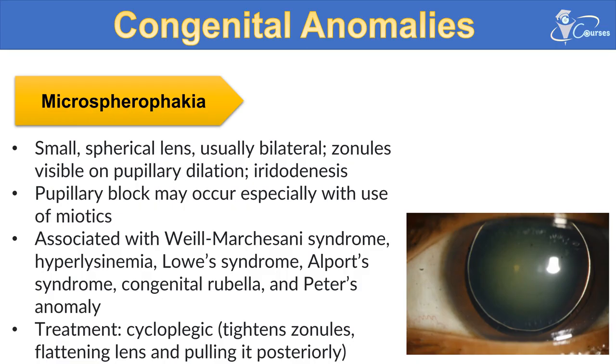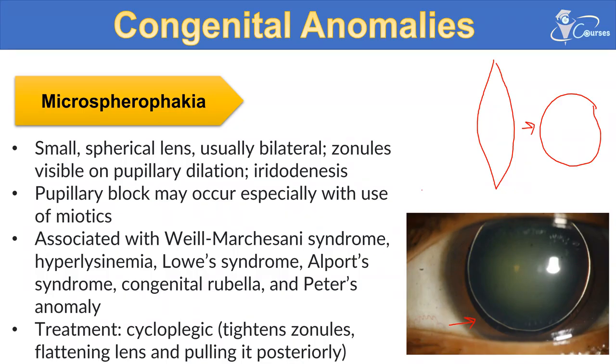So what is the normal? The normal lens is lenticular in shape. But in microspherophakia, the lens is small and spherical. This condition is usually bilateral, with the zonules visible on dilatation. Since the lens is small, you will find that the zonule attachments are present on pupillary dilatation. Those patients will have iridodonesis, like there will be a tremulous iris.